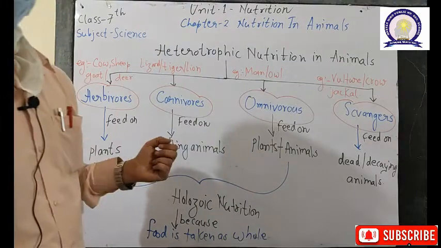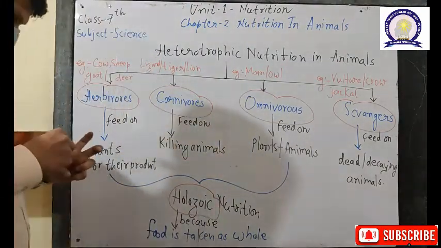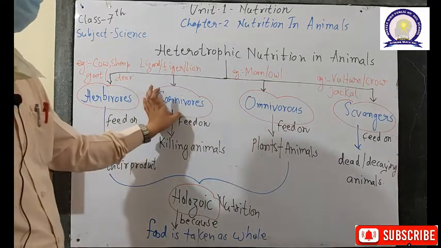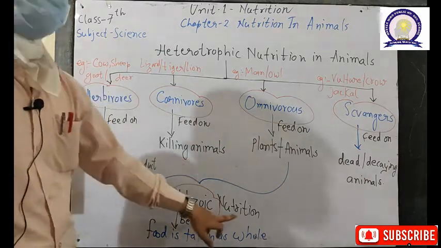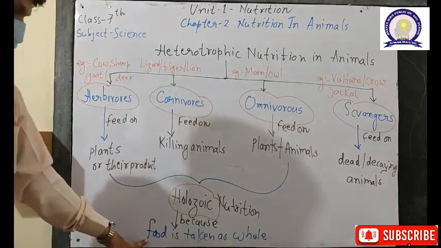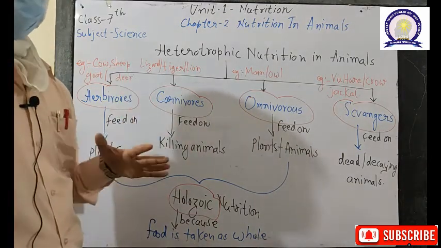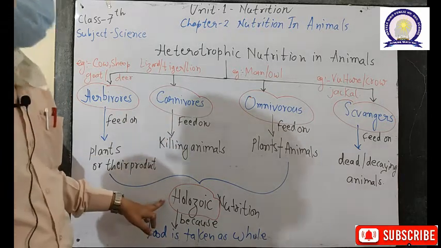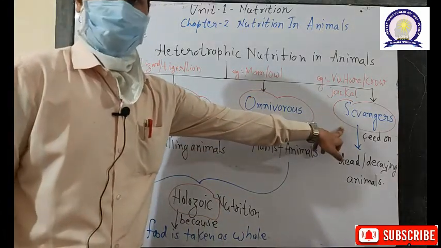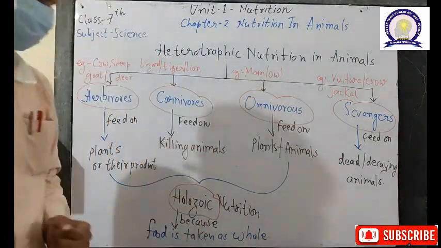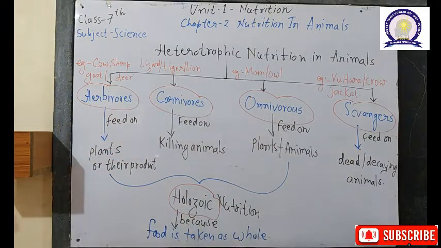And here is one more heading, holozoic nutrition. So what is holozoic nutrition? In this heading, the herbivores, the carnivores and the omnivores collectively, their nutrition is called holozoic nutrition, because they take food as a whole. That means they take food whole and then process it to gain their nutrition. That's why they are collectively called holozoic nutrition. But scavengers are excluded from this category. There are 2 more headings we will be discussing in the further section.